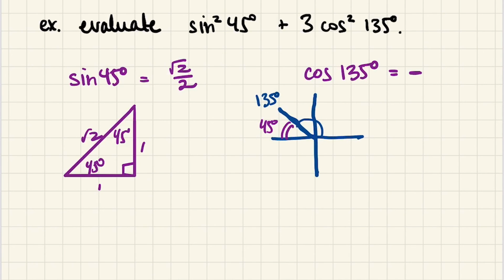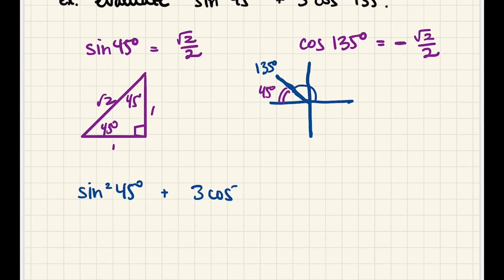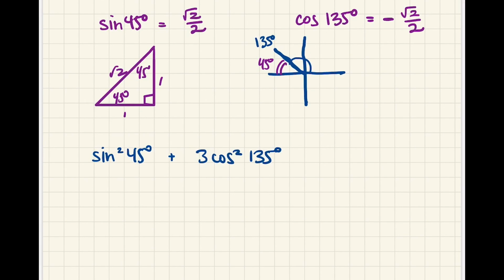So all we need to do for the actual number is find the cosine of the reference angle, cosine of 45 degrees, which is adjacent over hypotenuse. So that's 1 over root 2, which is root 2 over 2. All right, so we have both the ingredients we need. We can actually go to the main expression here. So here's the expression, sine squared of 45 plus 3 cosine squared of 135 degrees. And remember, the squaring of the function means that you evaluate the function and then square after.